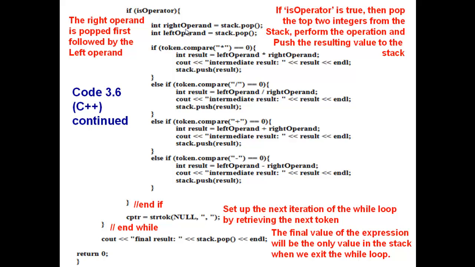Then if it's a plus or minus, do the math accordingly and push the result back to the stack, and keep continuing this. In order to continue to the next token, you have to call strtok with NULL and the delimiters, and assign it to cptr. Once you're done scanning through the entire expression and tokenization, you can come out of the loop and print the final result. So you have to pop the stack once, and that will store the final result of the expression.